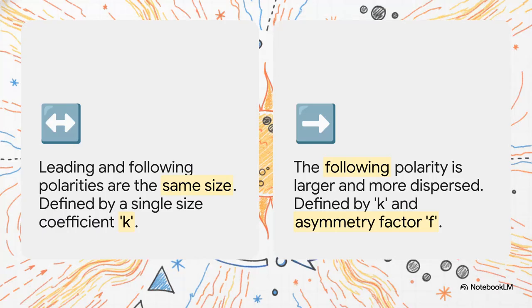The solution, it turns out, is asymmetry. See, in real active regions, the two magnetic polarities, they aren't twins. The leading polarity, the one pointed in the direction of the sun's rotation, it tends to be more compact. Meanwhile, the following polarity is usually more spread out and a bit larger. So the researchers built this observation into their model by adding a new parameter, f, which is just the size ratio between the two. In the old symmetric model, f is always 1.